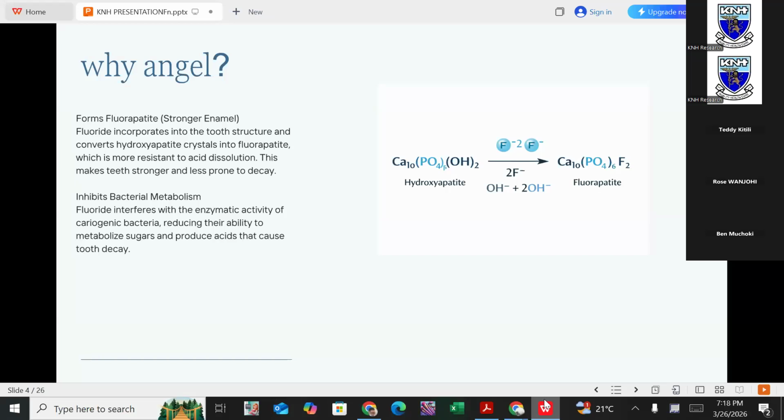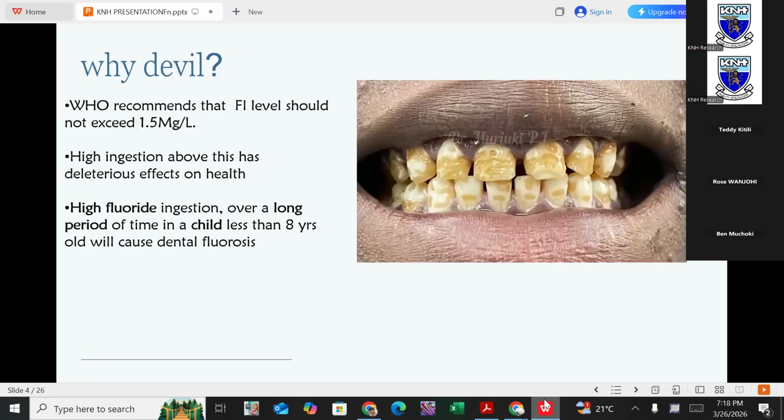Remember, what causes caries is that you have bacteria in the mouth that digest the sugars and release acid, and that is what causes the dissolution of the tooth to cause a decay. So fluoroapatite is actually resistant to decay. The other way is that fluoride actually interferes with the enzymatic activity of cariogenic bacteria. So in those two modes, we call fluoride an angel.